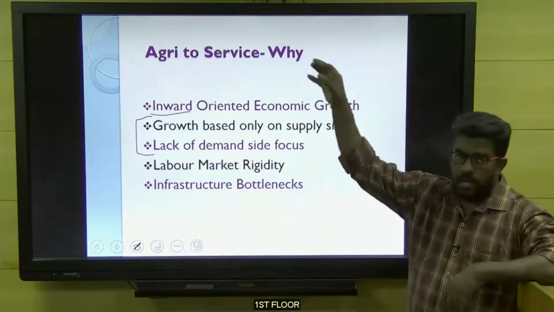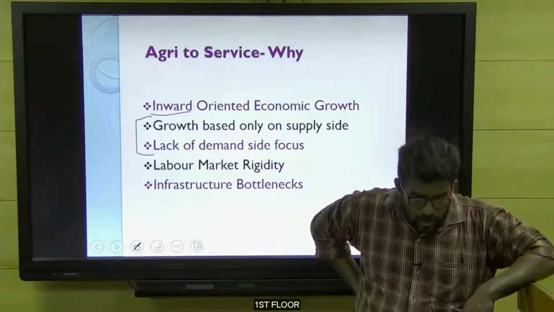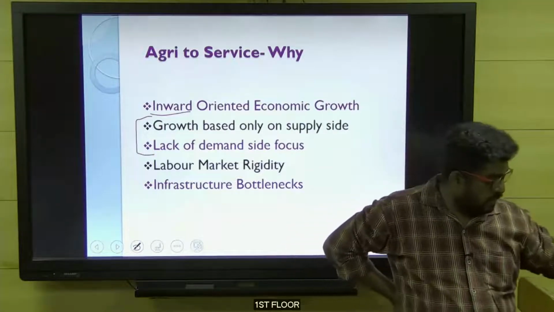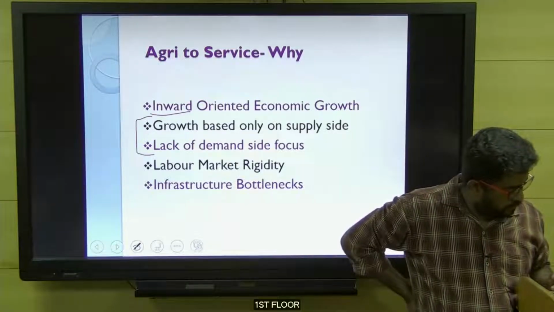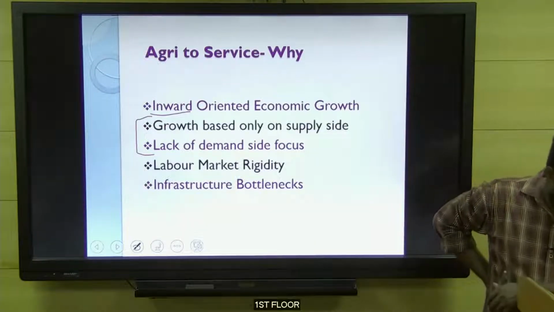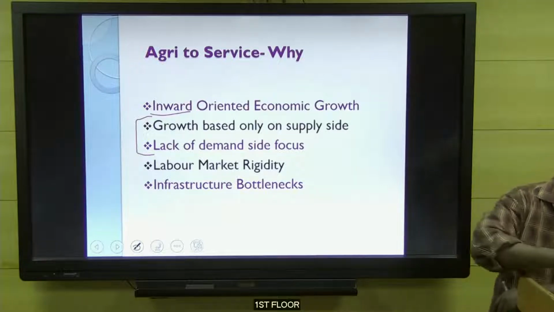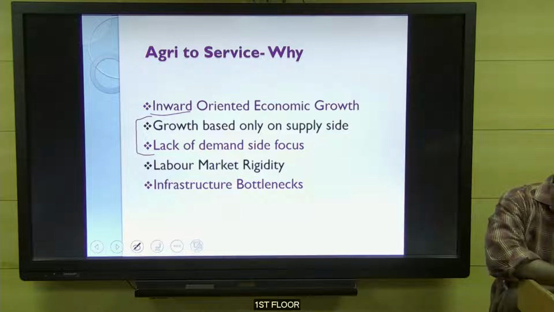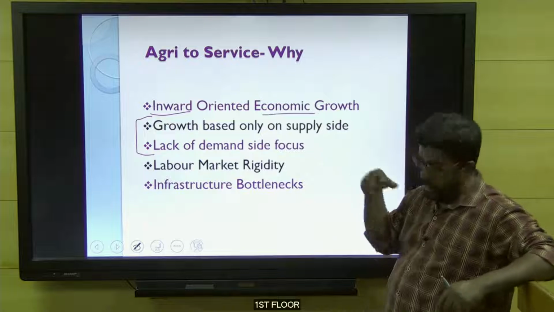The bullet is inward oriented economic growth. You write, then I'll explain. Inward oriented economic growth. Karthik, what are you trying to say? Minimum input required that will increase the GDP. I think Karthik has given the answer for ICAR. Is it right, Karthik, or are you trying to say something? ICAR, fine, Karthik. Okay, now what is the meaning of inward-oriented economic growth?